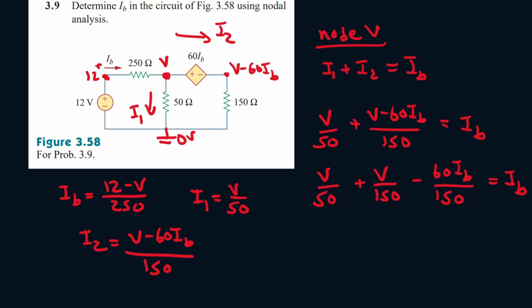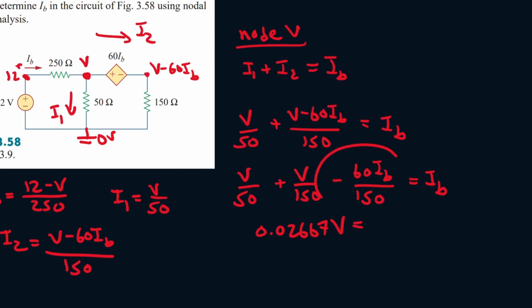Using the calculator, adding these two up, we should get 0.02667 V. And then let's bring this to the other side. So it'll be 1 IB plus this whole thing, so it'll be 1 plus 60 over 150, and that gives us 1.4 IB.